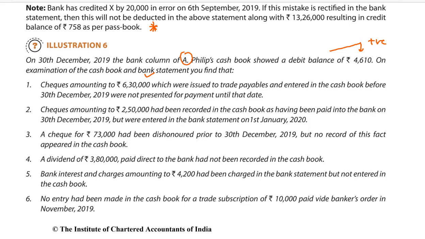A dividend of 3,80,000 was directly paid to the bank account. In the bank account it is plus. In the cash book we need to do the adjustment. Bank interest given and bank charges taken. Bank interest and charges amounted to 4,200 and were charged in the bank statement but not entered in the cash book. We will do that. No entry has been made in the cash book for a trade subscription of 10,000 paid by bankers order in November 2019.